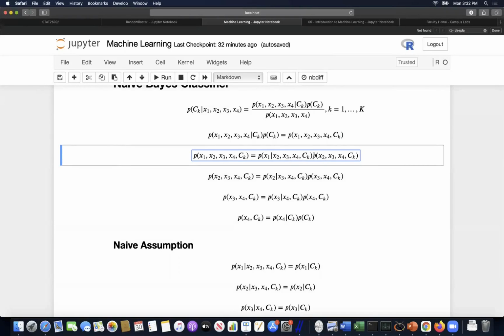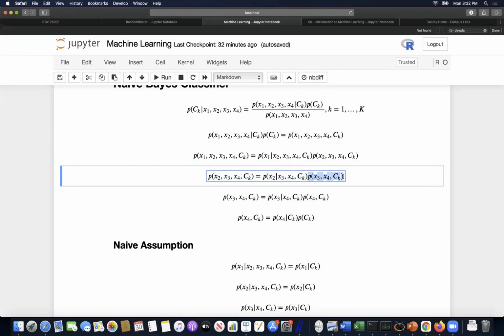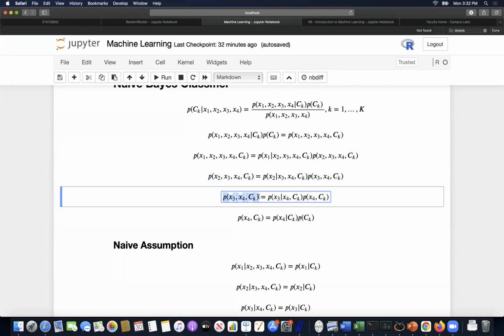Then you take this term and you do the same game with it. This is the joint distribution. You turn it into a conditional distribution: P of x2 given x3, x4, ck, and the other term. Now you take this term, you do the same game to it. You copy it and paste it here, and then you turn the joint distribution into a conditional distribution using the definition. Now this term, you do the same thing.